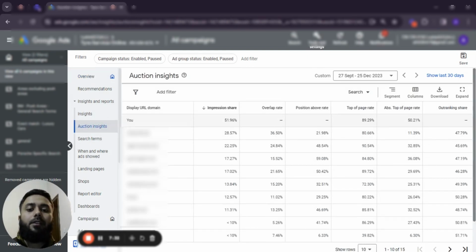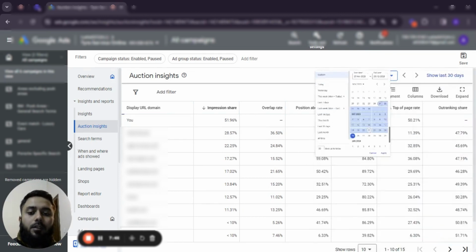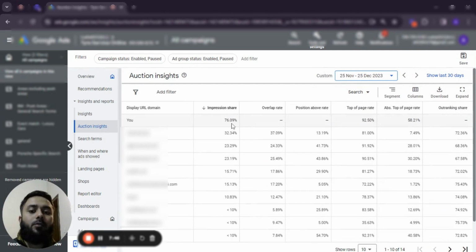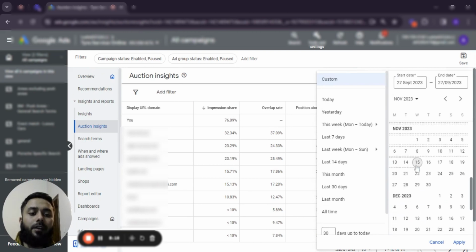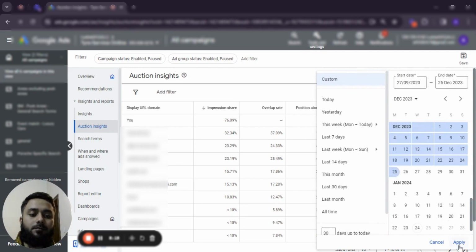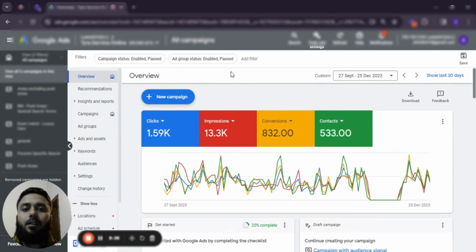My impression share is almost 52% and the first competitor's impression share is 28%. So now let me show you the past month. In the past month, my impression share was 76% and top of the page rate was 93%. Absolute top of the page rate was 59%. I am very aggressive with my strategy and I'm generating very good results. So that's how I generated more than 800 conversions for this client.